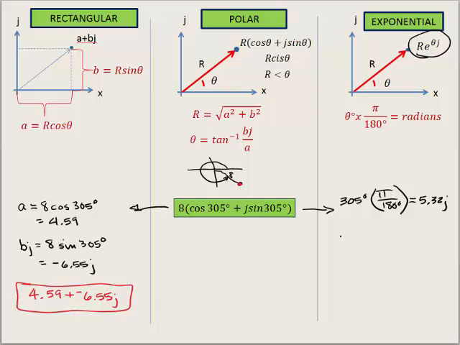So we rewrite that as this format. That's the exponential format. Let's add that little flare in again, okay? So we've got R, which was 8, e to the 5.32 J. And that is our exponential format. So we've taken the polar format of a point right here, and we've written it in rectangular form, and then we've written it in exponential form.